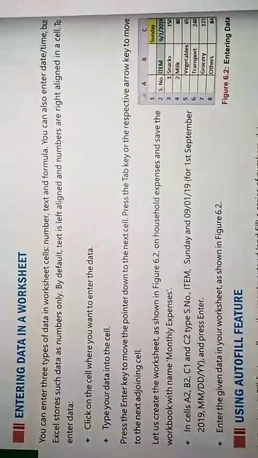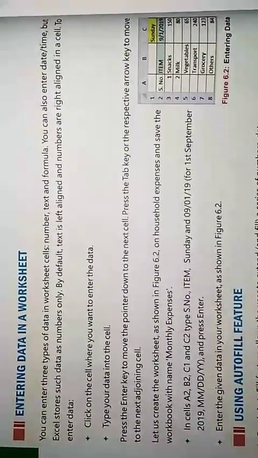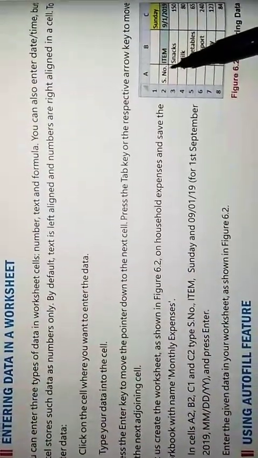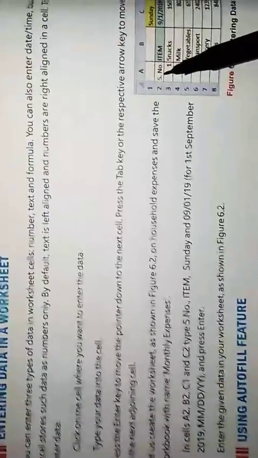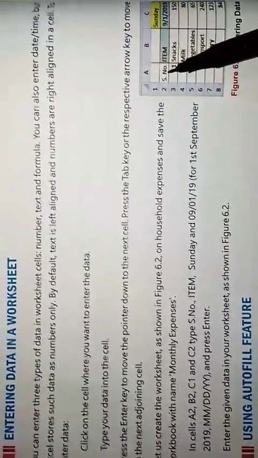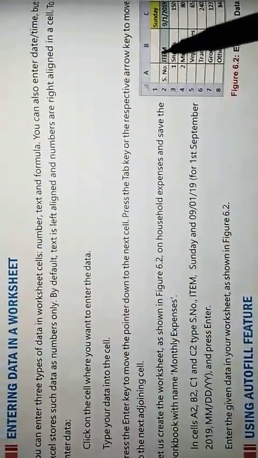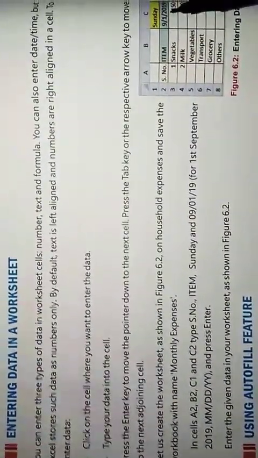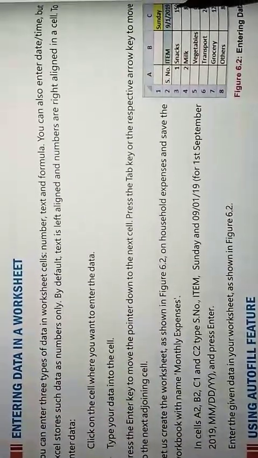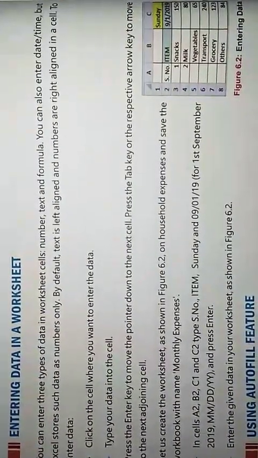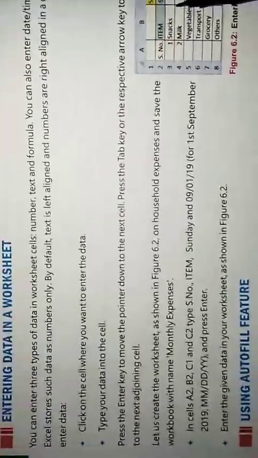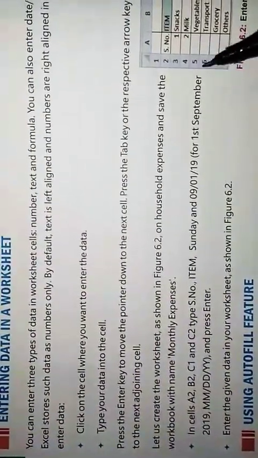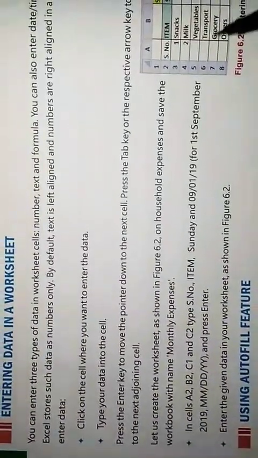You can see in the figure, A2 is the cell in which you have written serial number, B2 is the cell in which you have written item, and C2 is the cell in which you have written date. Respectively, you can write all the data in the cells. Then after completing your work, you can press Enter.